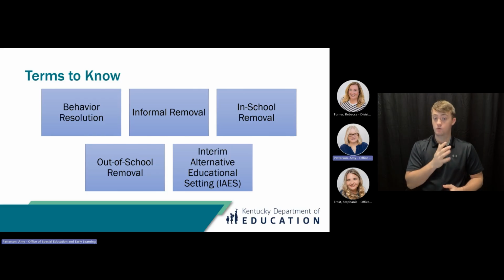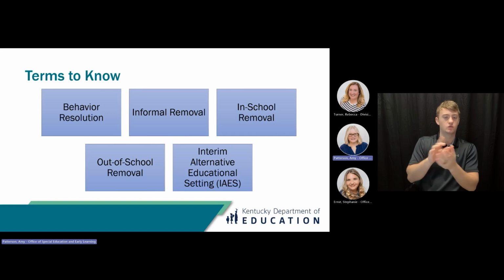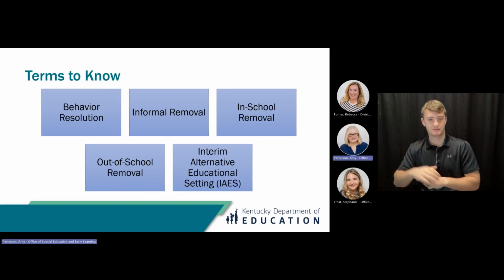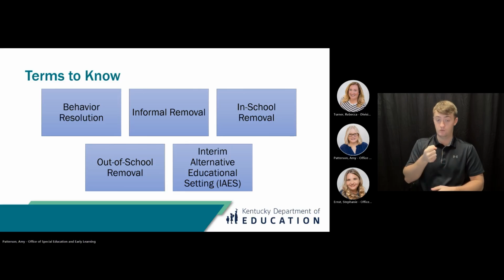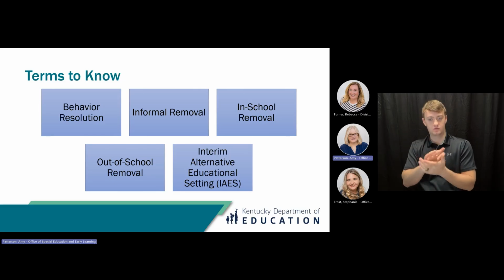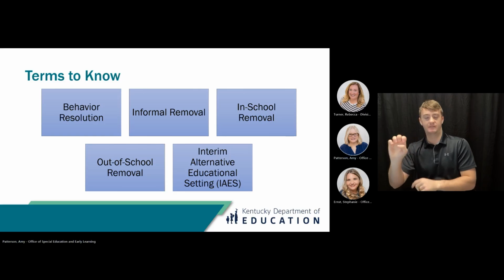Informal removal is another topic we're going to discuss. This is typically an in-school removal that districts may not think about reporting in Infinite Campus. In-school removal is when the student is still within the school. Out-of-school removal is when the student is outside of their regular school and interim alternative educational setting.